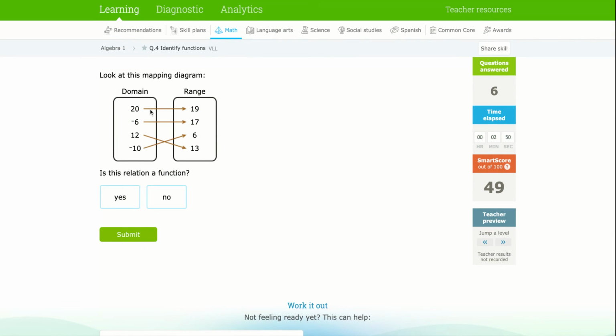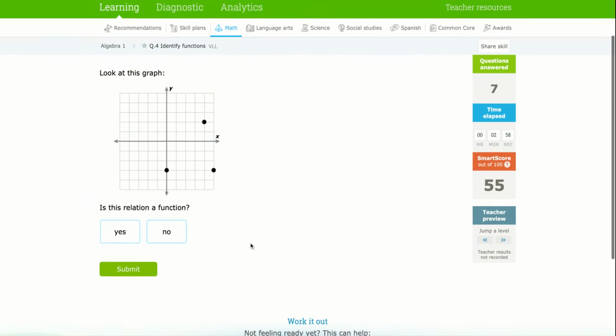Again, this 20 has one arrow going out, one arrow going out, one arrow going out, one arrow going out. Yes, that is a function. Every domain has only one x.